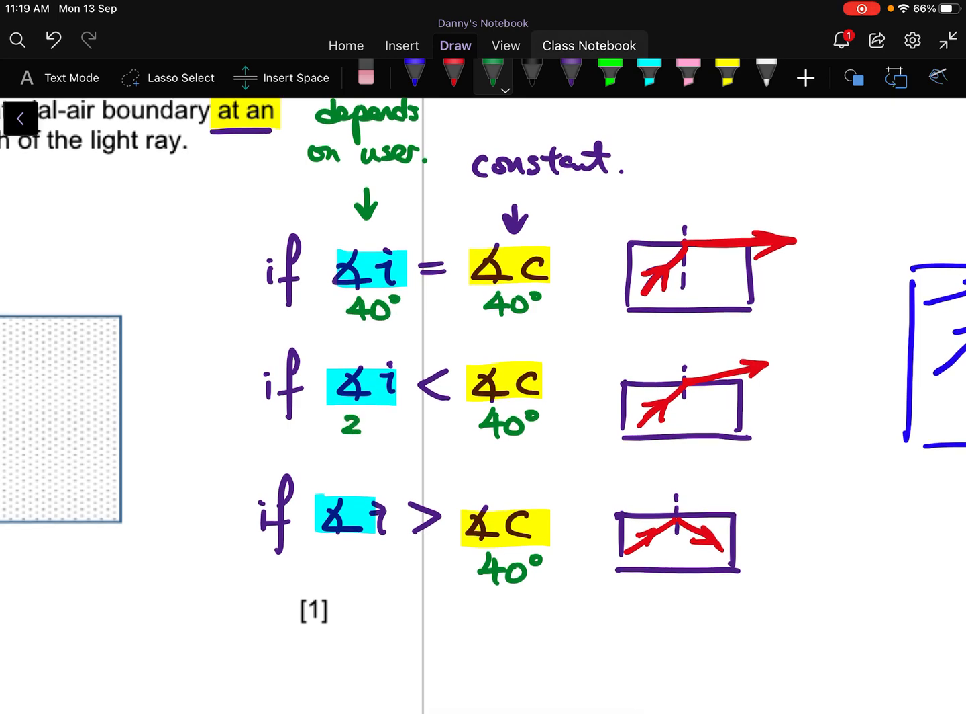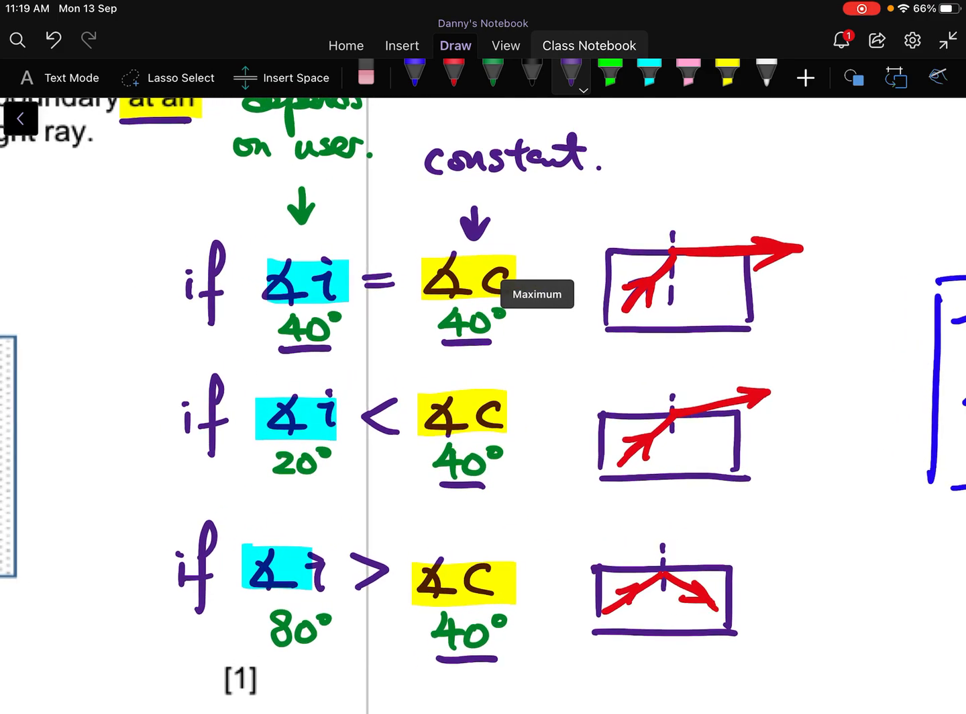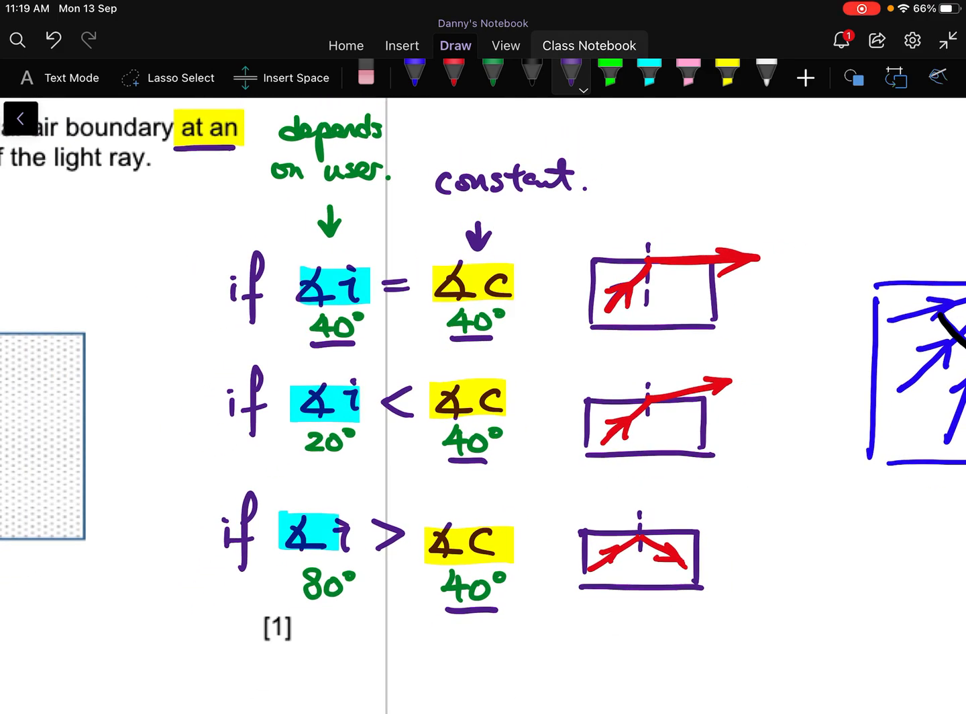I can also shine the light at maybe 20 degrees, I can also shine the light at maybe 80 degrees. So depending on the critical angle and depending on your angle of incident, you will have very different outcomes. Now, when the incident angle and the critical angle are the same, you will see that the refracted light will go along the boundary, right? It will go along the boundary and to infinity and beyond.